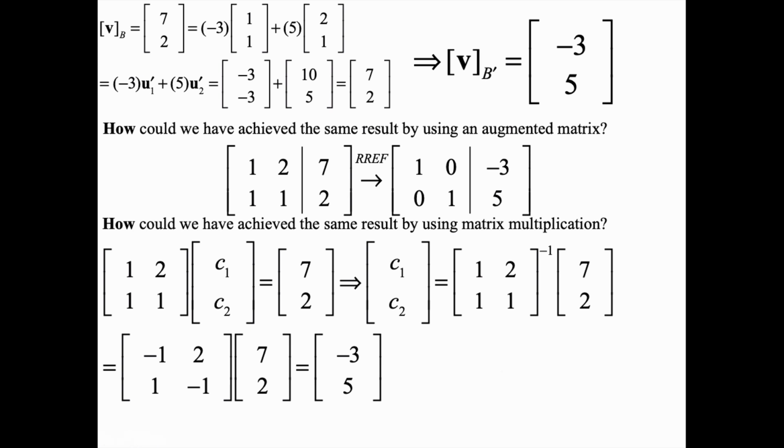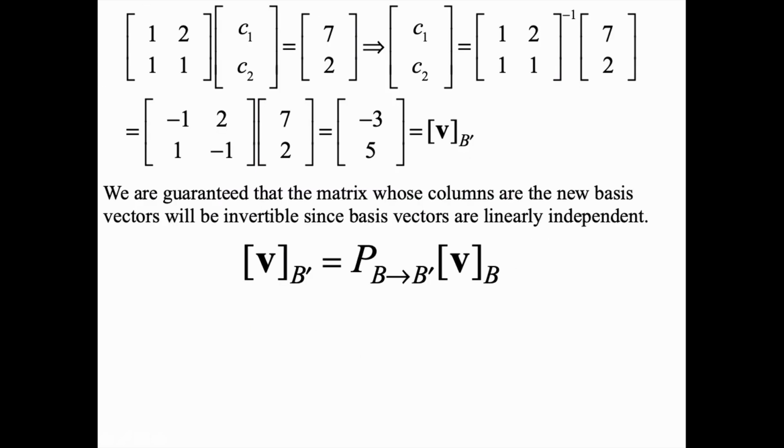So is it possible to generalize this so we could use this process in every case? Well, the very process that we did here can always work in every case because we're guaranteed that the matrix whose columns are the new basis will be invertible since basis vectors, as we said, are linearly independent.